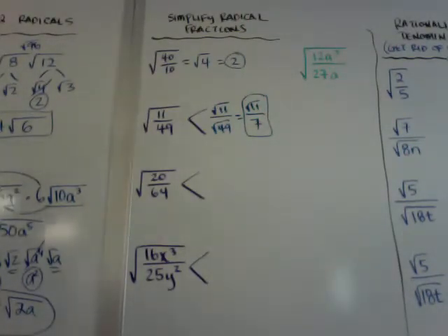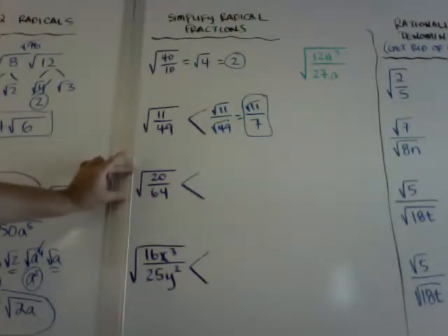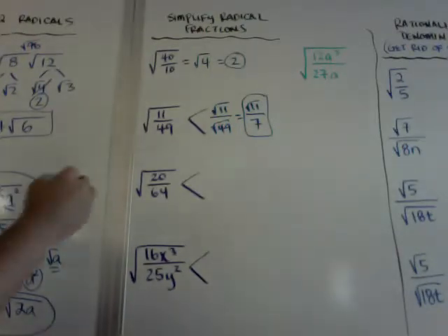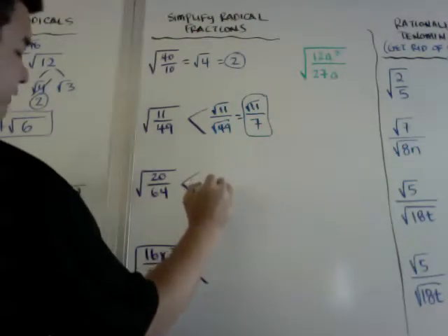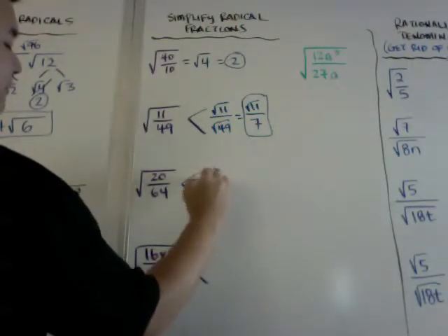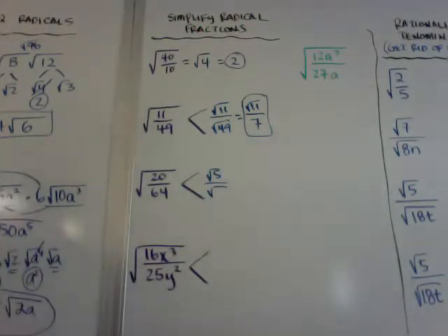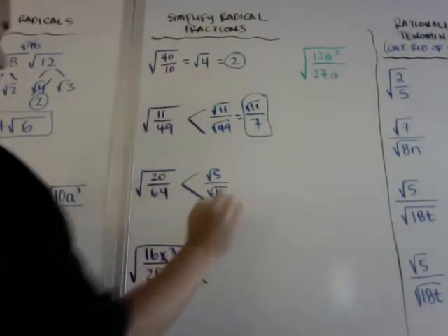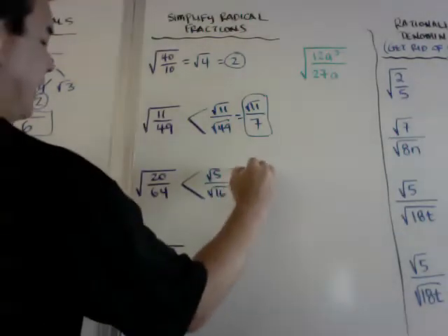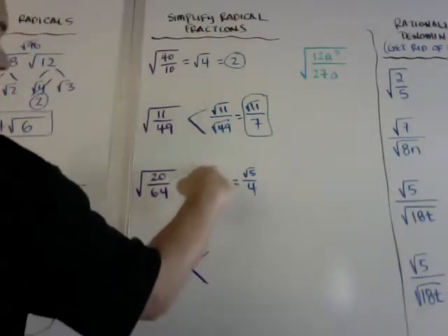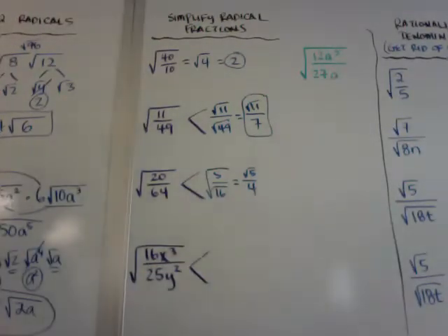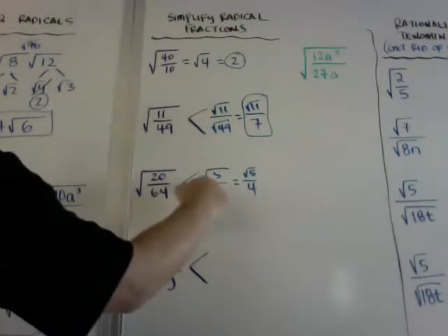Okay, you can simplify this fraction first, or you can split it and do it after. I'll do it both ways for you. So if you simplify, if I divide by 4, I would get radical 5 over radical 16. If I divide by 4, and that just becomes radical 5 over 4. Oh, I'm sorry, I should have done it this way. So I could simplify the fraction first.